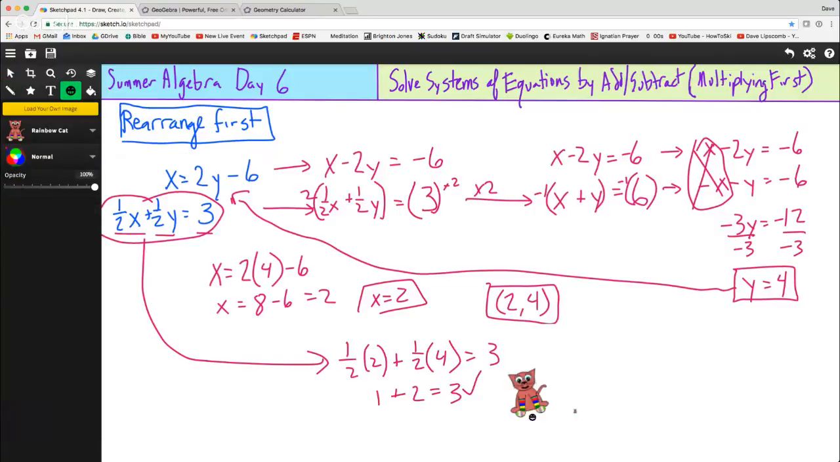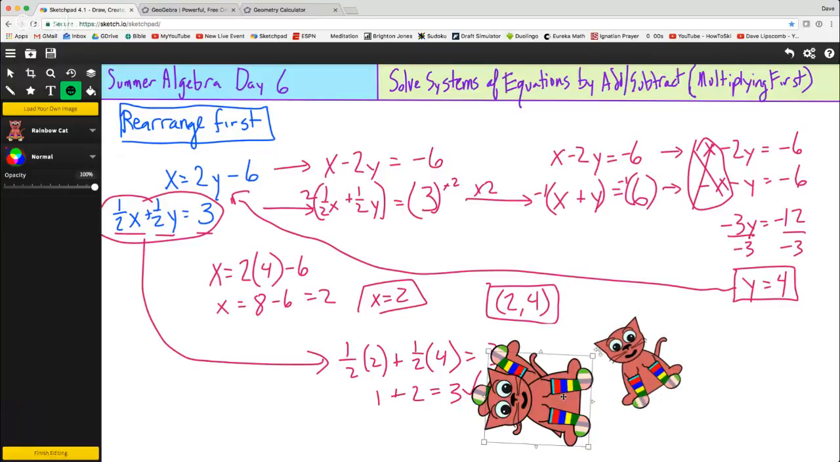Oh my goodness. Happy cat. Happy cat. 2 happy cats. 3 happy cats. 2 comma 4.